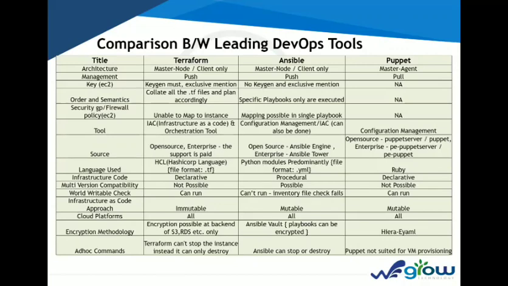Now, order and semantics. Whatever you develop in Terraform is represented with .tf files, and they are called Terraform code. With respect to Ansible, you call them Ansible playbooks. And with respect to Puppet, they are called Puppet manifests. So Terraform will have a directory structure with all the files as .tf files. But here comes a major conflict.